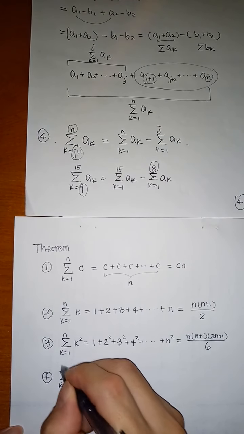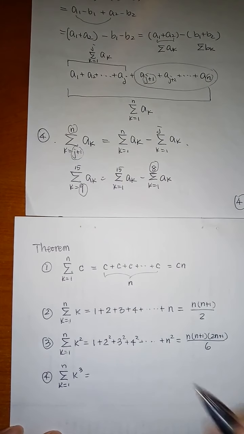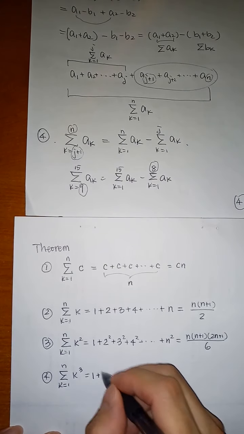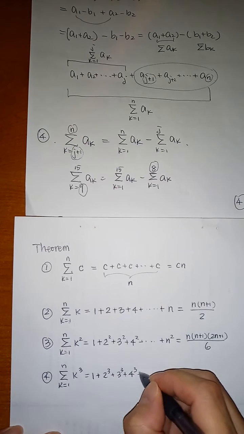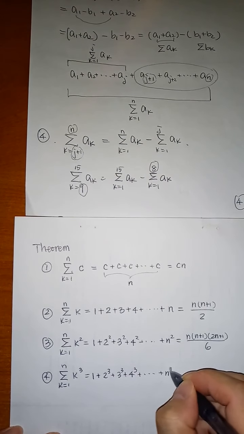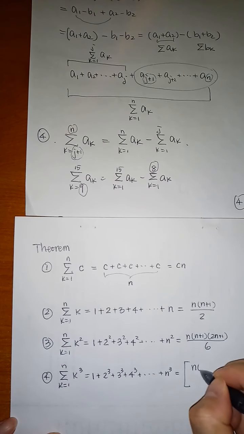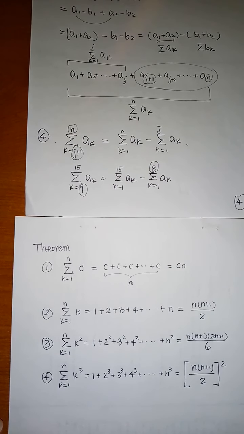And we continue this. This is the first power, second power, and third power. We get 1 cubed, 2 cubed, 3 cubed, 4 cubed, 5 cubed, up to n cubed. What's this? The formula is n times n plus 1 divided by 2, and the whole quantity is squared.